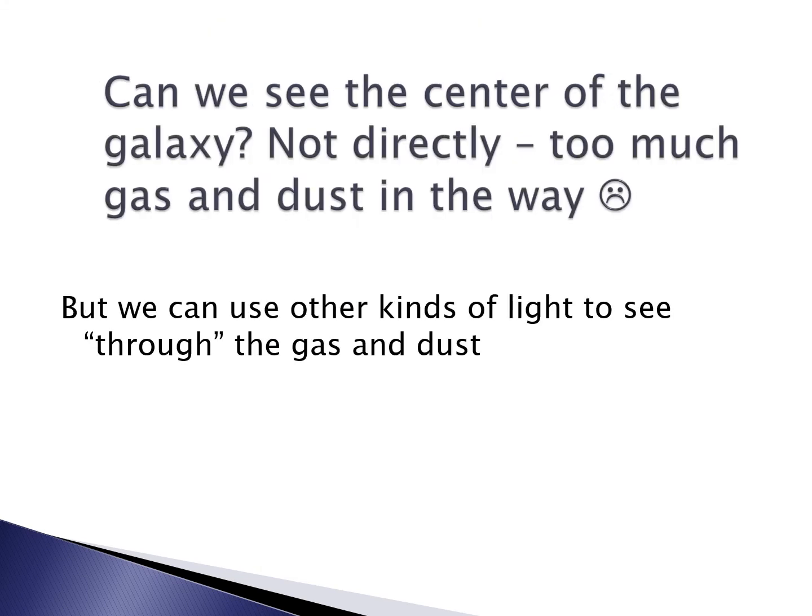Now, if we look towards the constellation of Sagittarius, we're looking towards the center of the galaxy. We can't actually see the center of the galaxy directly because there's just too much stuff between us and it. And when we say we can't see the center of the galaxy, I mean with visible light, the light that we see with our eyes. But there are other kinds of light that are invisible to the human eye, and we can actually use those to pierce through that gas and dust.